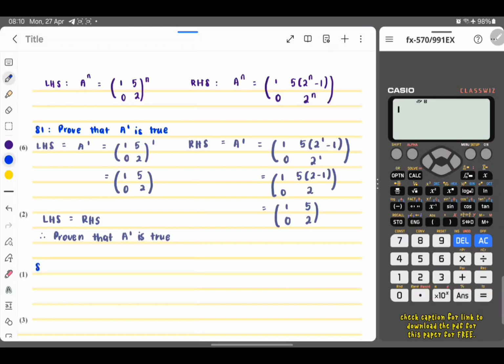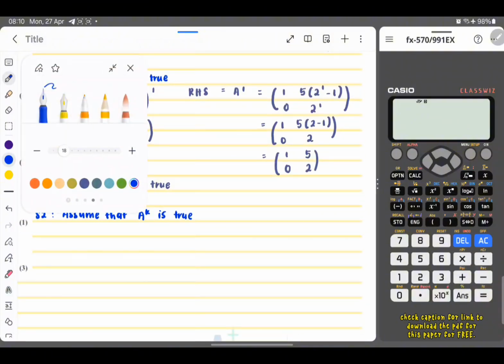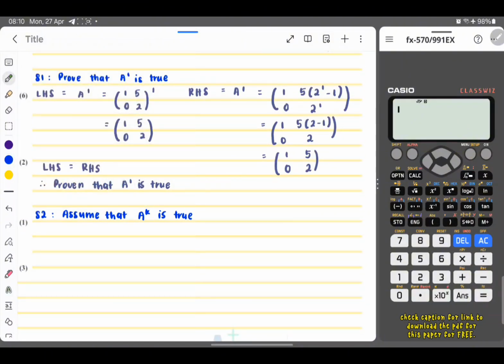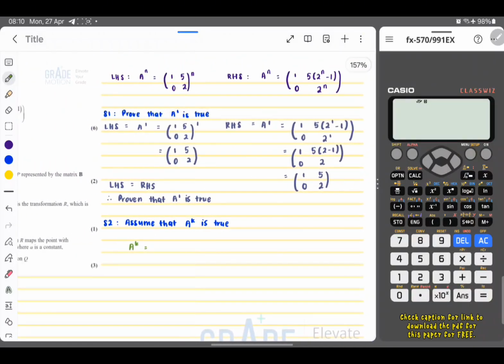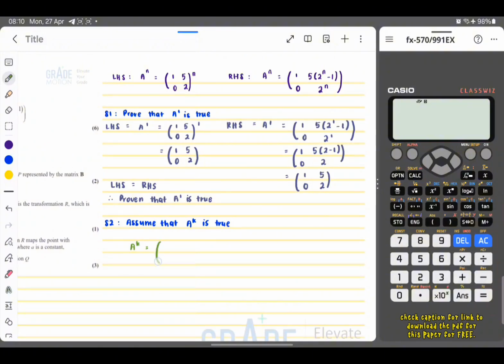Moving on to step number 2. Step number 2 is assumption. So we will assume that A to the power of k is true. Okay, let me use a different color for this step. So we want to assume that A to the power of k is equal to, we'll use the right hand side, the one that we want to prove, [1, 0, 5(2 to the power of k minus 1), 2 to the power of k], is assumed to be true.